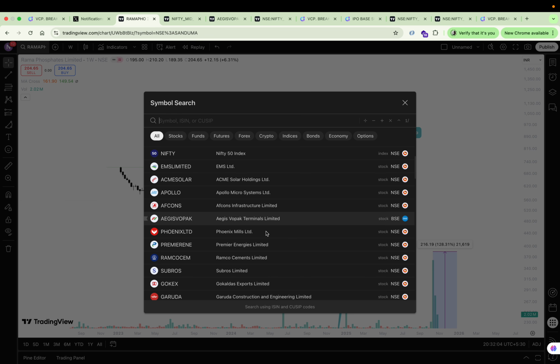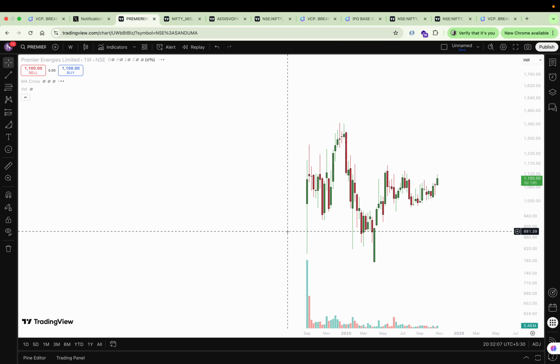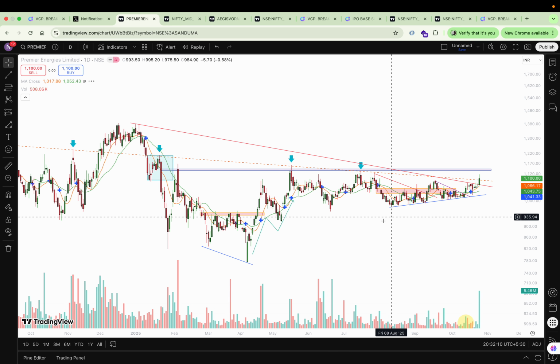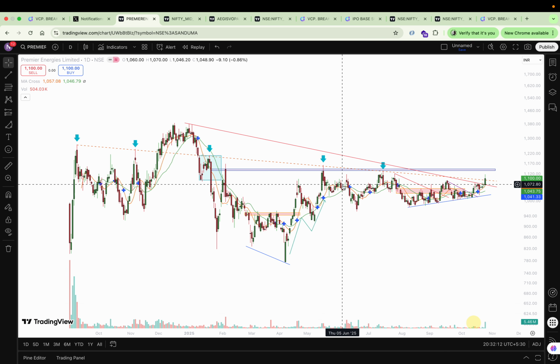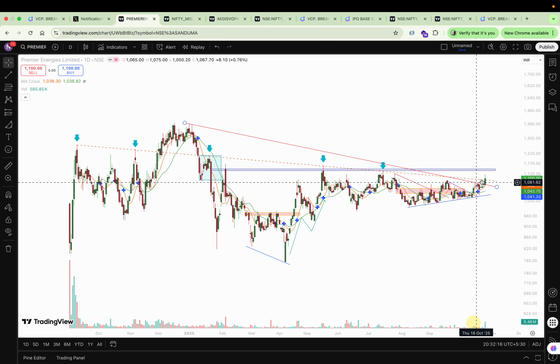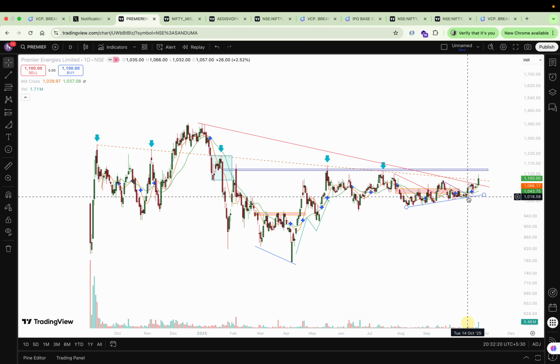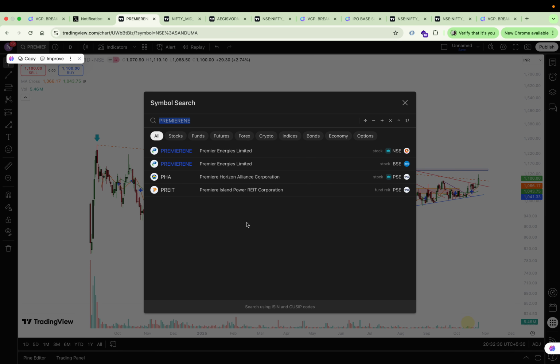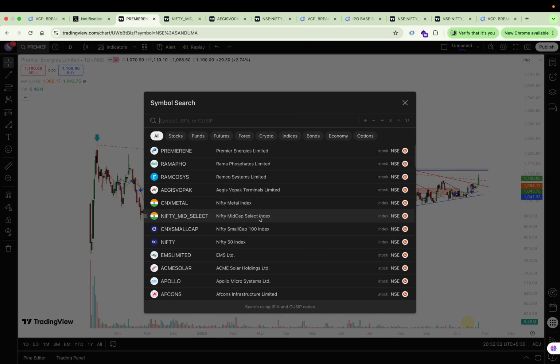Premier Energies, here also finally we are seeing some good breakout. I've been sharing this stock during this phase. Finally, it has given this breakout, and results are, I think, tomorrow or within a few days. So keep a watch.